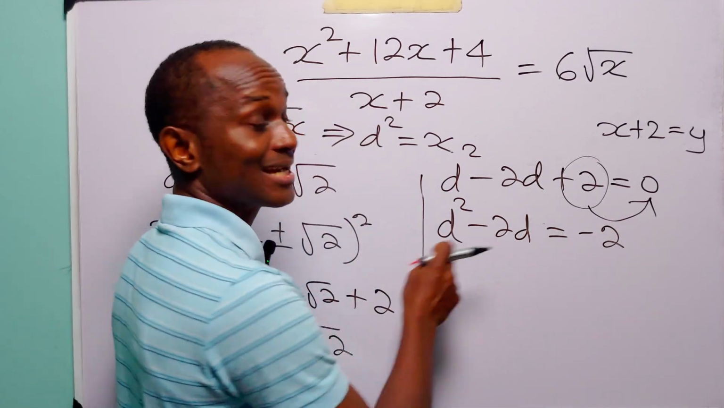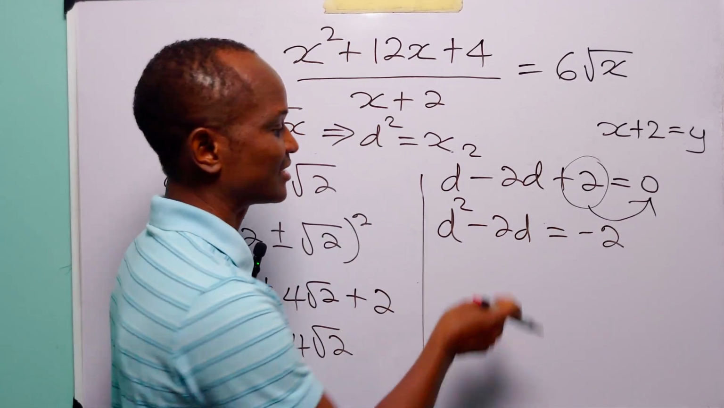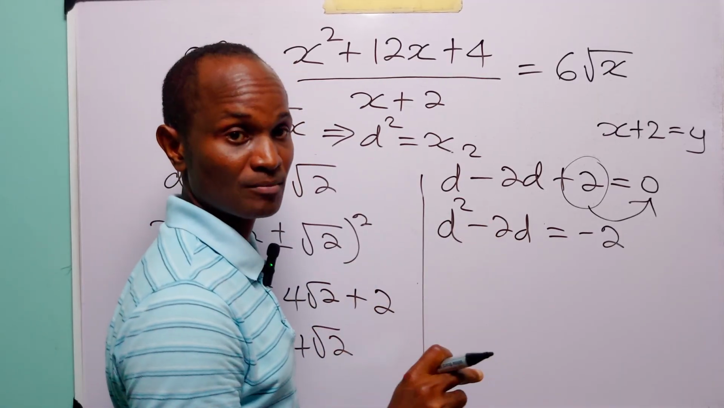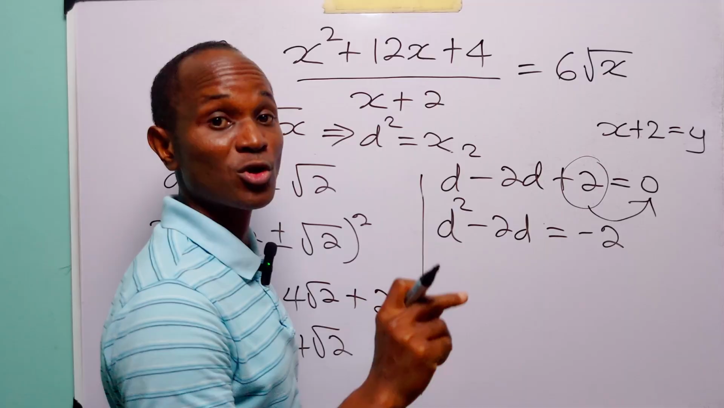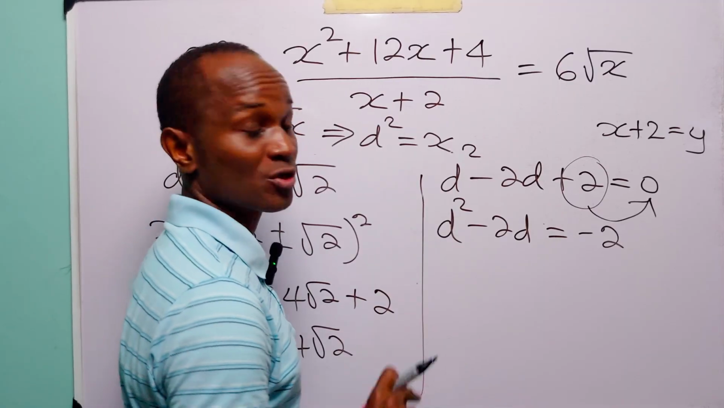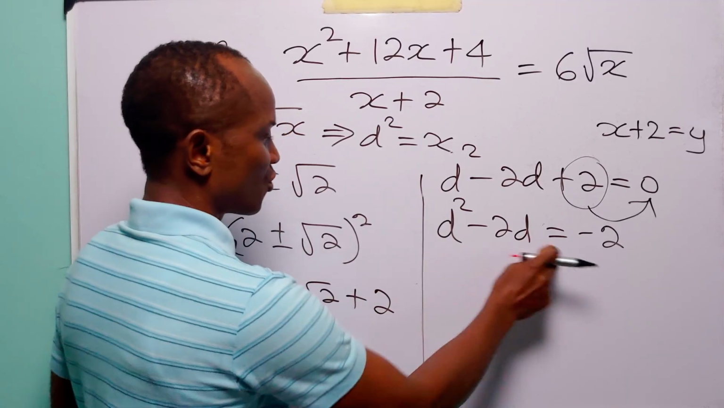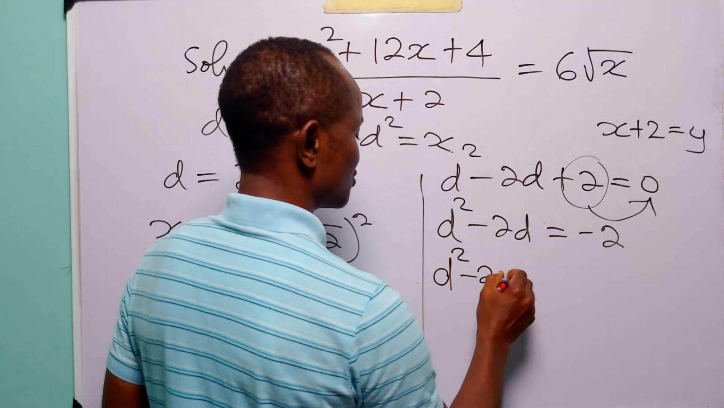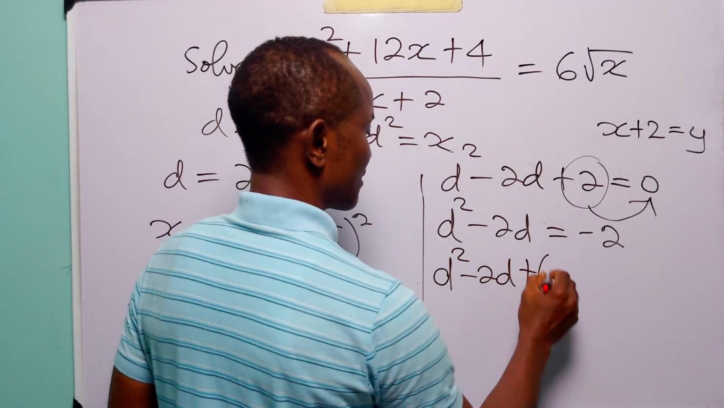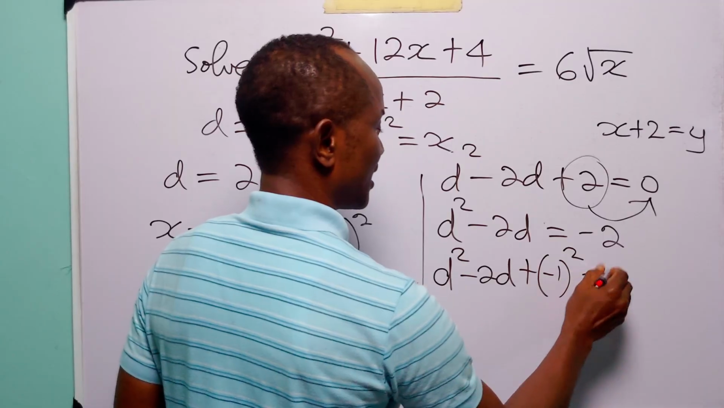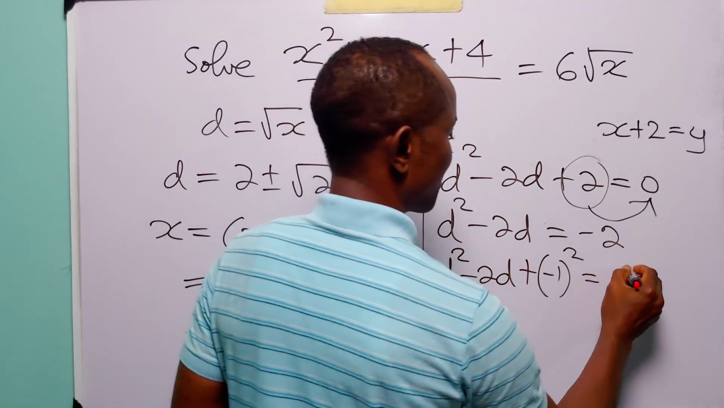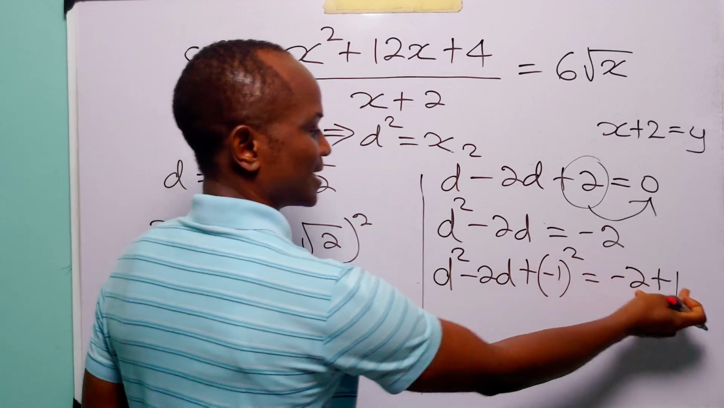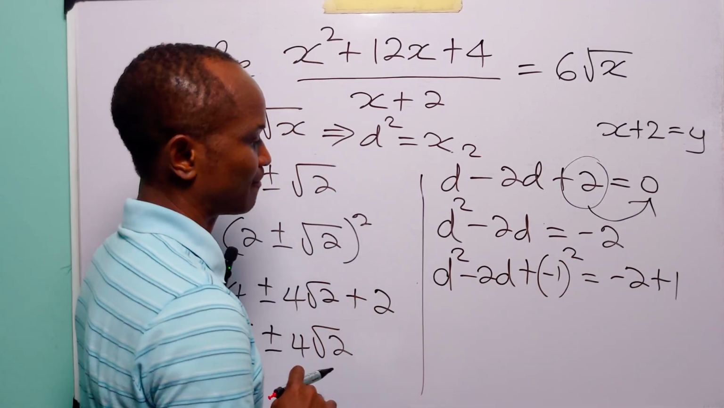Now, we are going to add the square of half the coefficient of d. The coefficient of d is minus 2. Half of it is minus 1. The square of minus 1 is 1. So on the left-hand side, we have d squared minus 2d plus minus 1 squared. And on the right-hand side, we have minus 2 plus 1, because minus 1 squared is equal to 1.